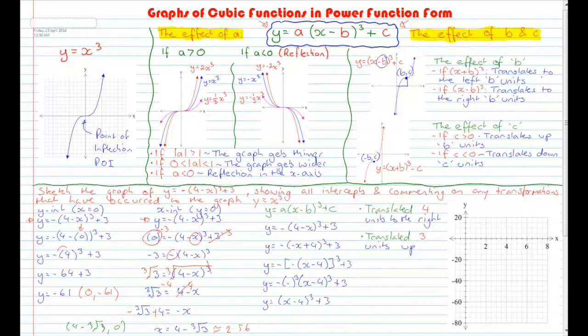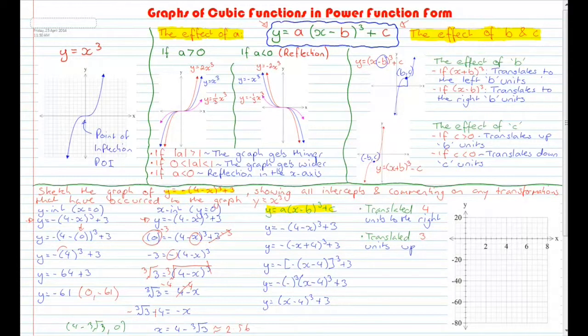Looking to find the coordinate of the point of inflection now, what I need to do is double check that I've got my equation in the same form as the power function form. So if we have a look at the equation, we've got y is equal to negative bracket 4 minus x cubed plus 3, and the power function form is y equals a(x minus b) cubed plus c. Now if we have a look, the x is first in the brackets, and in our function this is not the case. So what we need to do is rearrange and make x the first one in the brackets.